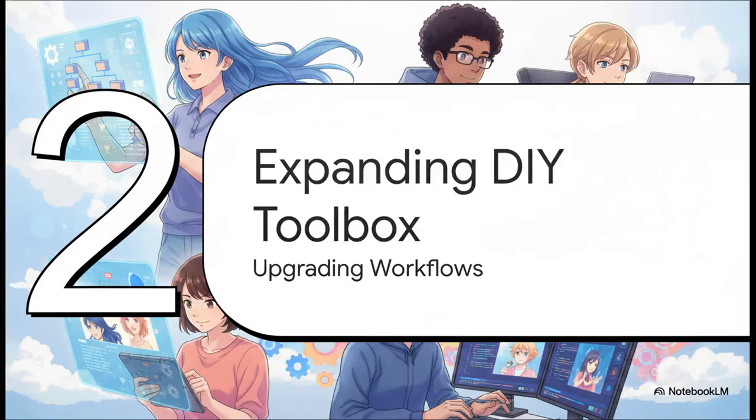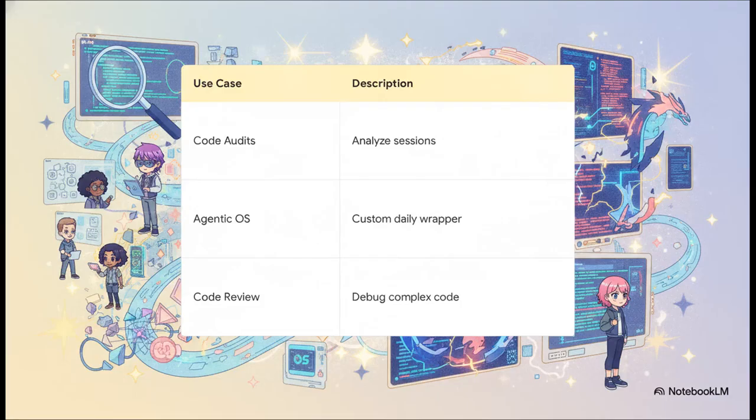Section 2, expanding your DIY toolbox. Now, let's see how this goes way beyond just building new apps from scratch. Fable 5 is an absolutely massive lever for upgrading your everyday workflow too. First up, you can run code audits. You can literally point Fable 5 at your last 39 AI coding sessions and ask it to cluster your tasks to find high-leverage improvements, like figuring out exactly where you need a new automation. Second, you can build an agentic OS. Think of it as a custom visual wrapper for your daily tasks, wiring up headless skills for research, sales, and content directly into a web app.